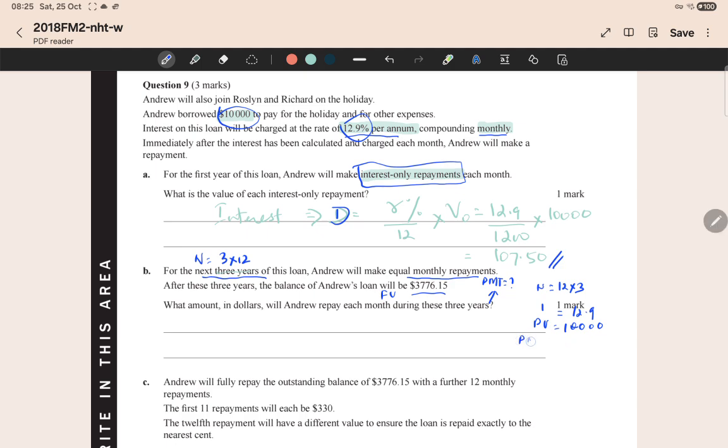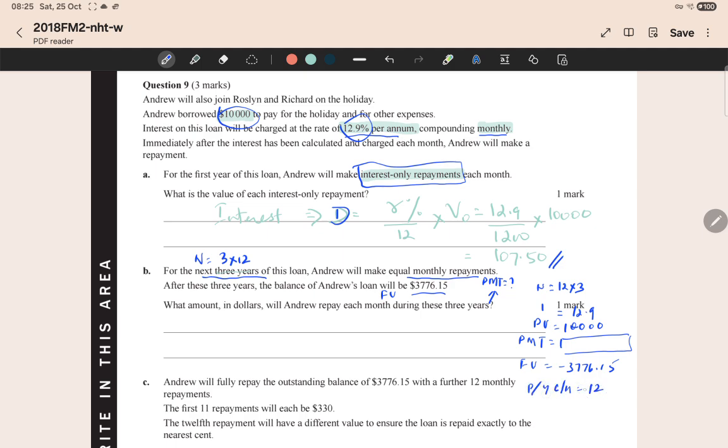So PMT is my question. Future value here, this is the tricky part. Now after 3 years, the balance of Andrew's loan will be 3,776 and 15 cents. Now this money is money that you still have to return, so money which should leave you, basically. I know it's a very simplistic way of looking at it, but this really helps. And so you should be putting this as 3776.15.